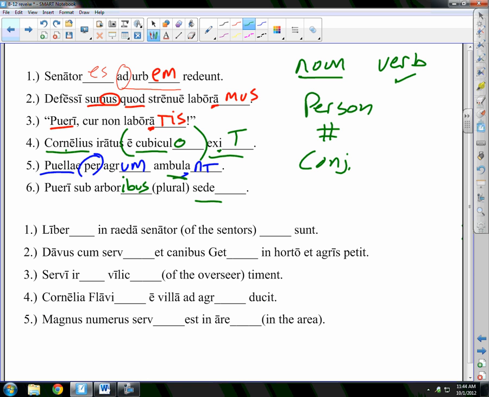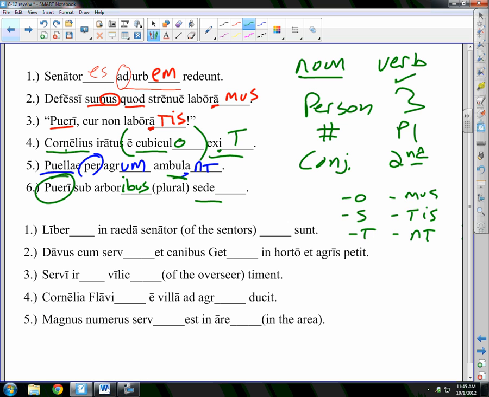Person, number, and conjugation. Boys is the subject, so it is third person. Boys is plural. Conjugation is second conjugation. I know that because the infinitive is long E-R-E. So if I have O and mus, I have S and T-I-S, I have T and N-T.